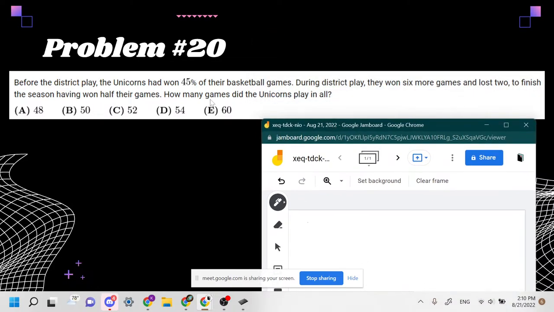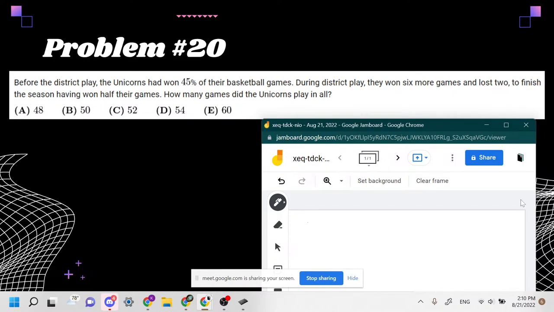Alright, first let's examine the problem. Before the district play, you don't really need to know these terms. You can just ignore those things in the problem. So, before the district play, the unicorns had won 45% of their basketball games, right?